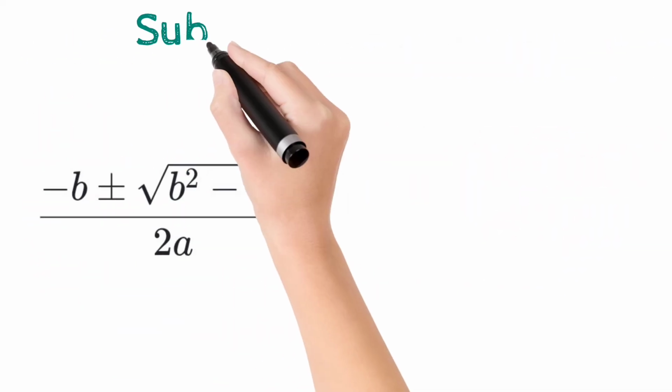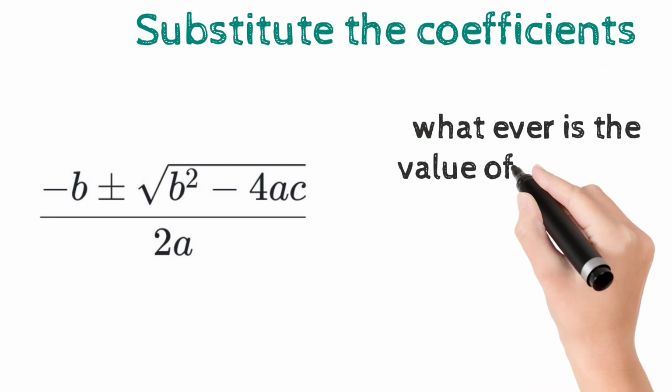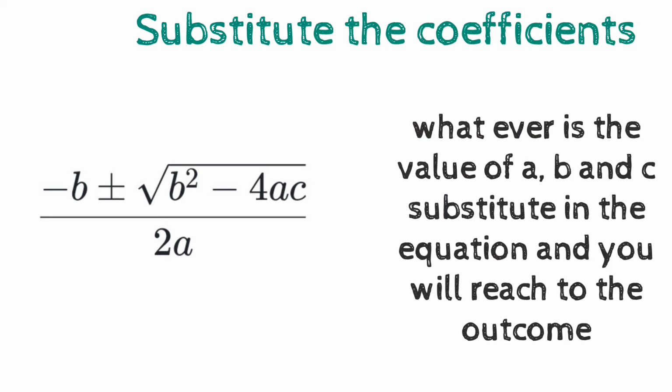You remember from the last example that both times the answers were the same. So whatever the values of a, b and c, substitute them in the equation and you will reach the outcome.